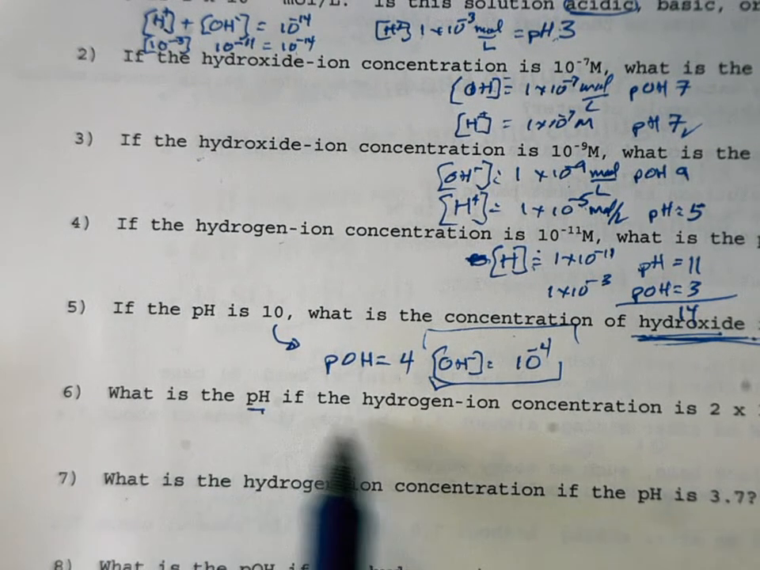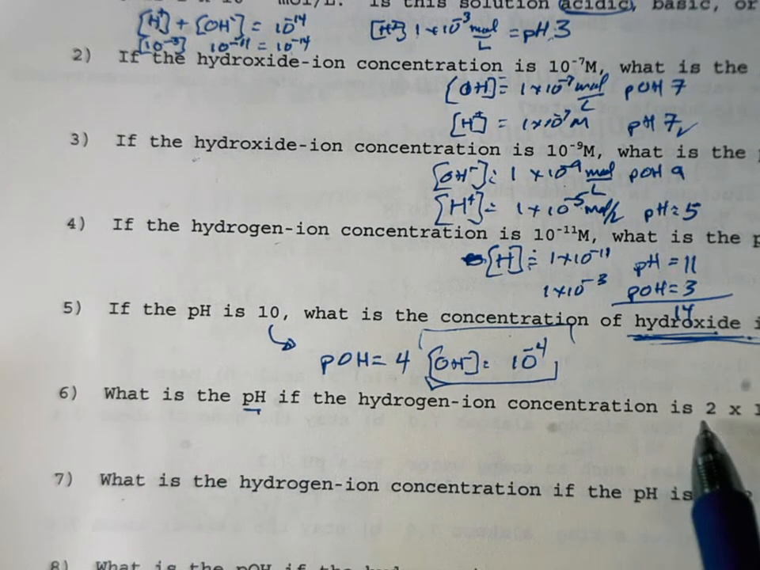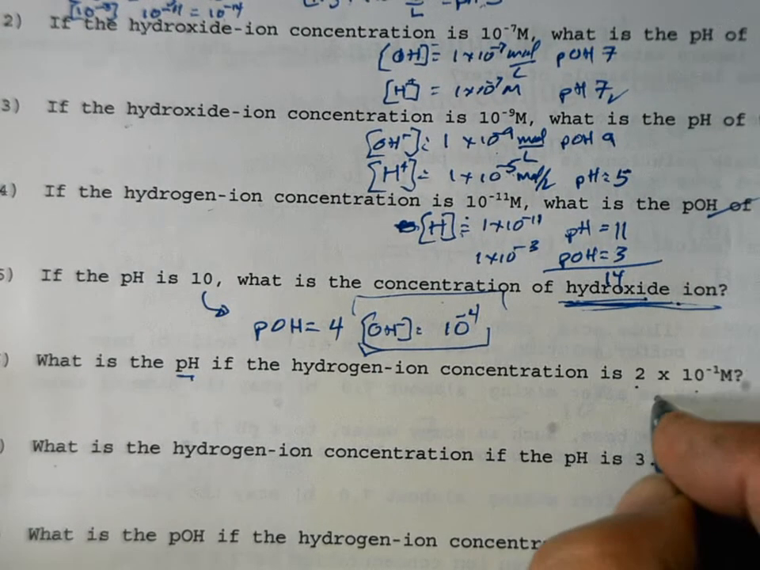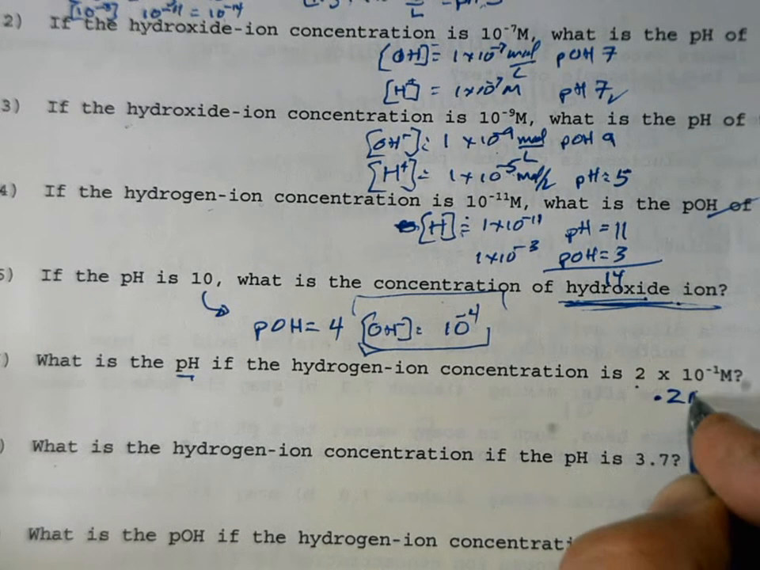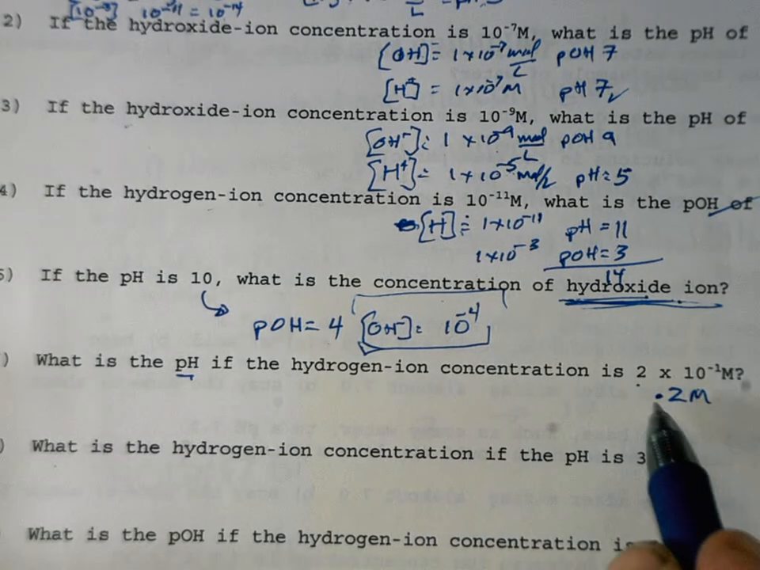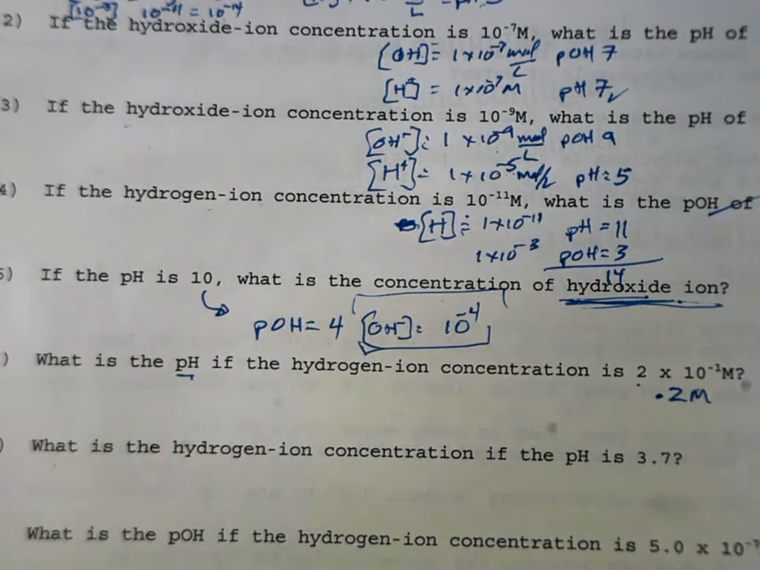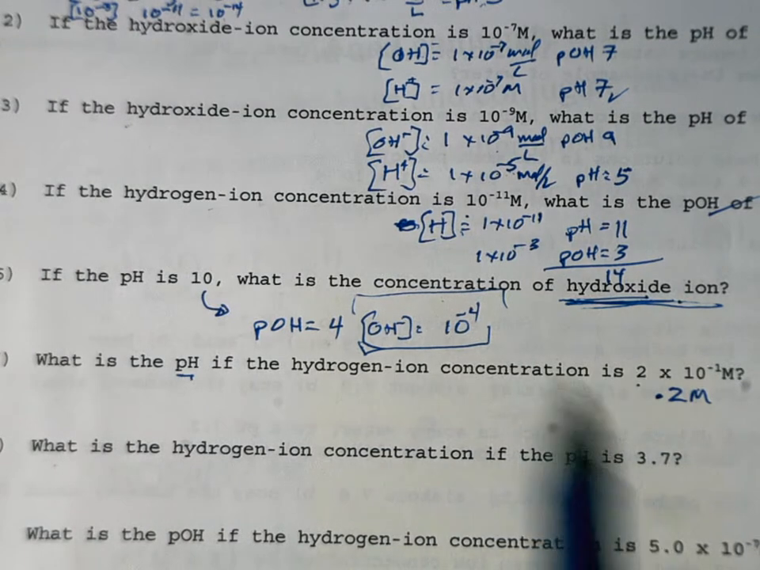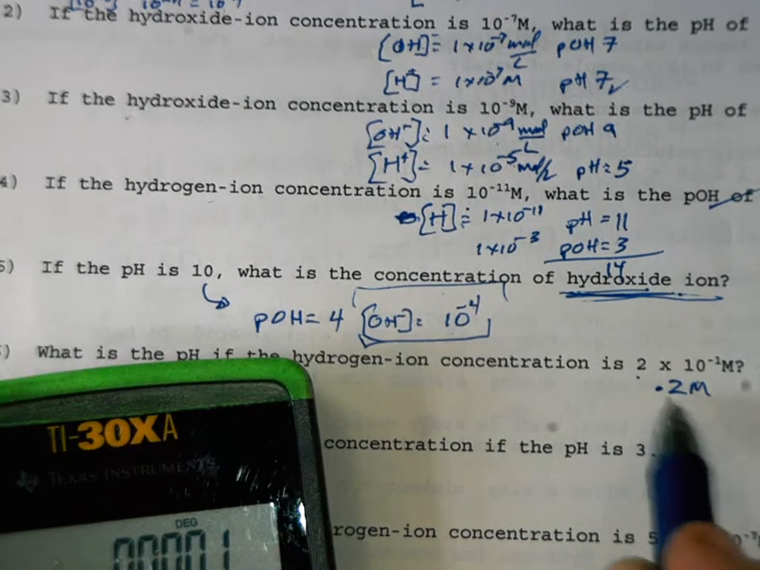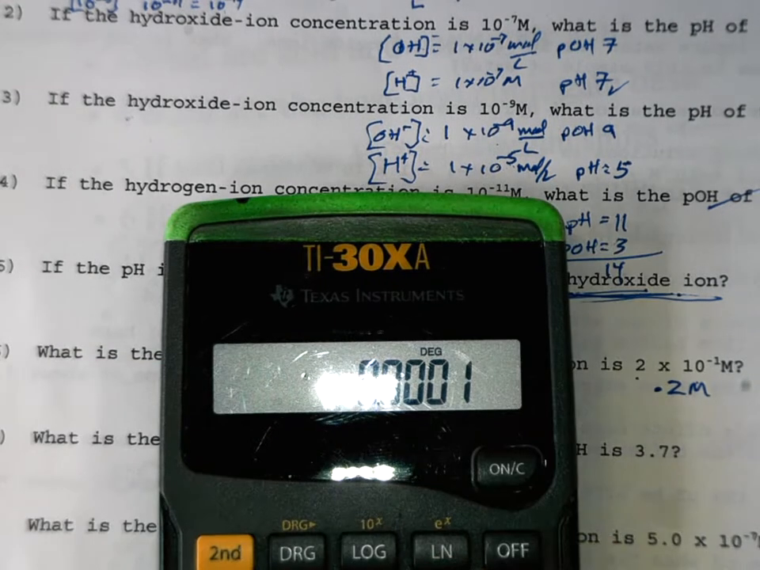What is the pH if the hydrogen ion concentration is 2 times 10 to the minus 1, which translates into 0.2 molar? Does that make sense? You got that okay? That's 0.2 molar. I don't think we're going to ask you these on the test. We're going to keep them just straightforward. We're not going to put anything probably other than 1. But if you did, 0.2 molar.